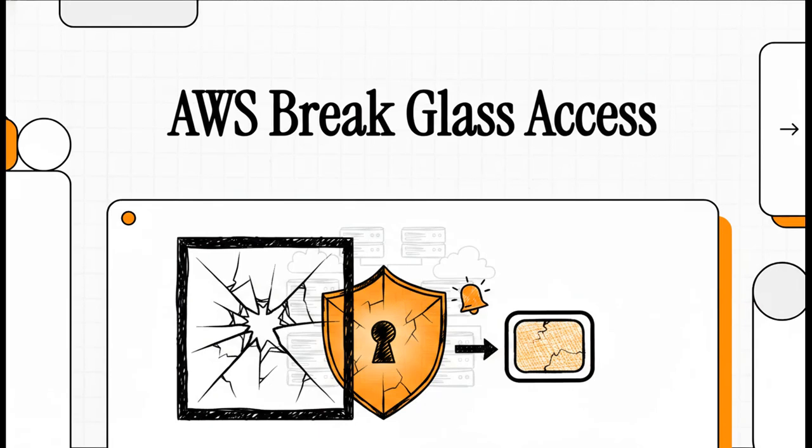Welcome to the Explainer. Today, we're diving deep into a completely critical, high-stakes AWS architecture concept. We're talking about break glass access. Look, if you manage cloud infrastructure, you know the drill. Our source material highlights this as the ultimate failsafe. It's the one thing you really hope you never have to use, but absolutely need to have ready to go.